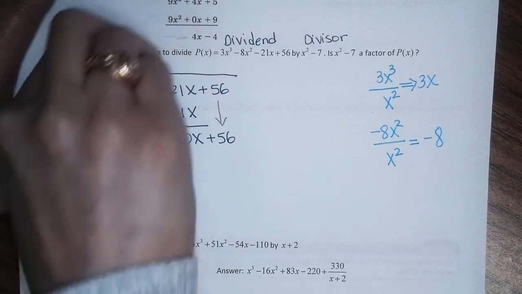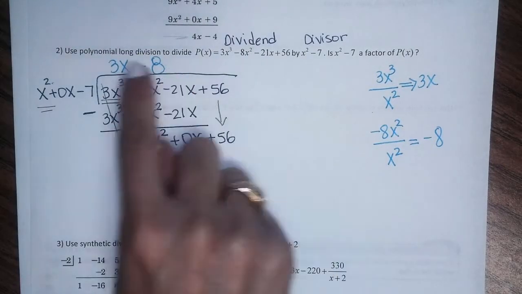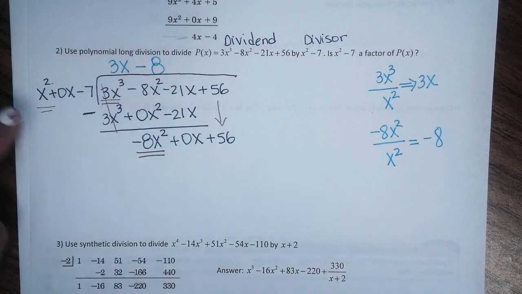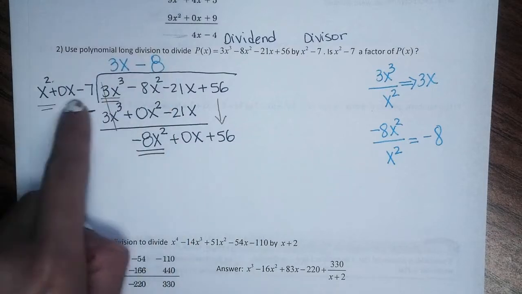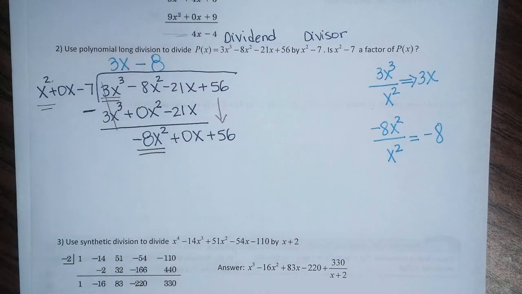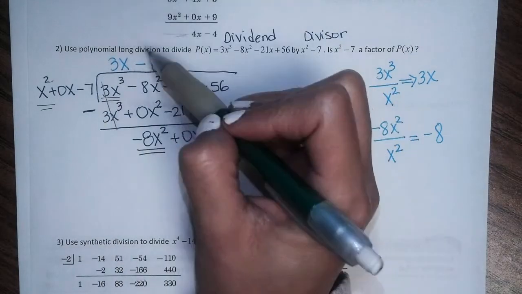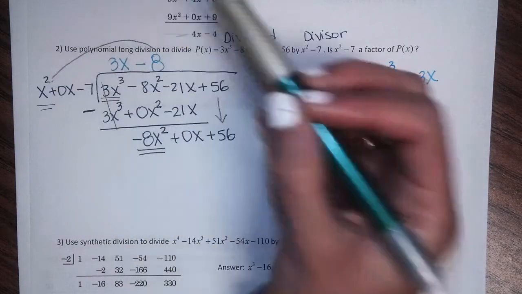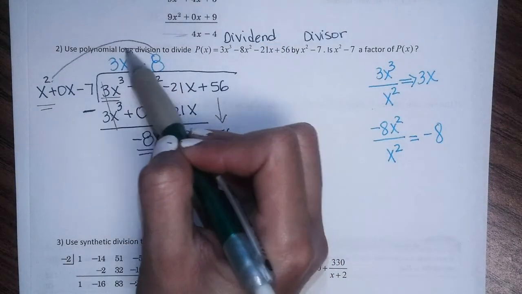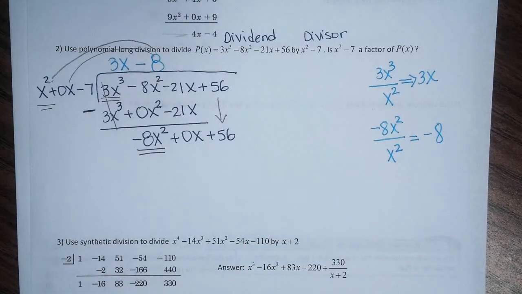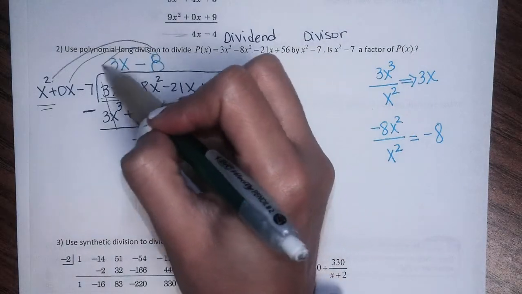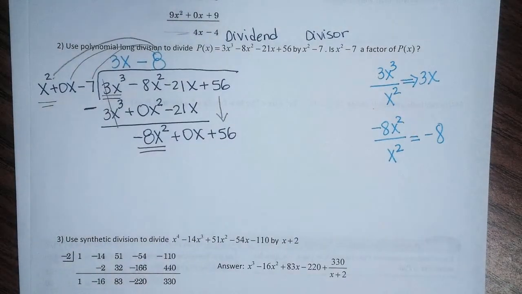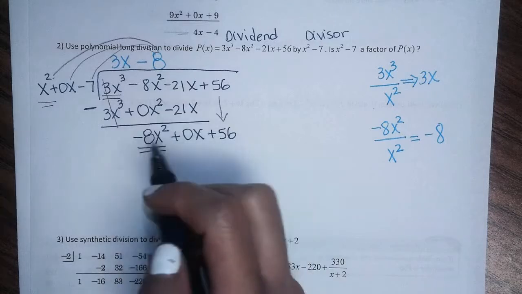And now we need to do the same thing with the negative 8. We need to FOIL it, which means we need to take negative 8 and multiply it by everything in the divisor. So take negative 8, multiply it by x squared, take negative 8, multiply by 0x, and then one more time, take negative 8 and multiply by negative 7. And that's the process of long division. So let me do it here.